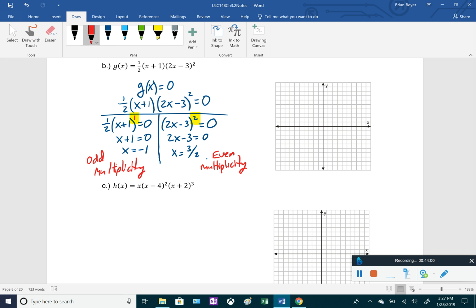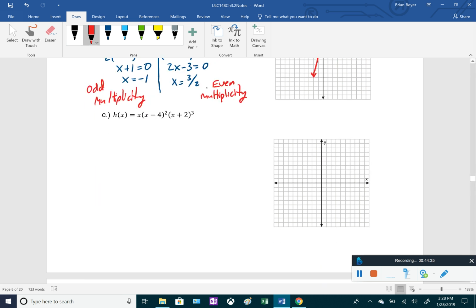Okay, and let's graph these on here. So we have negative 1 and 3 over 2. 3 over 2 is 1.5. So it's going to completely cut through at negative 1. And it's going to turn back for x equals 3 over 2 and touch it, and then turn back the way that it came. Once again, I know how I'm graphing this with the end behaviors based on the leading coefficient test. Okay, so let's do a couple more here.